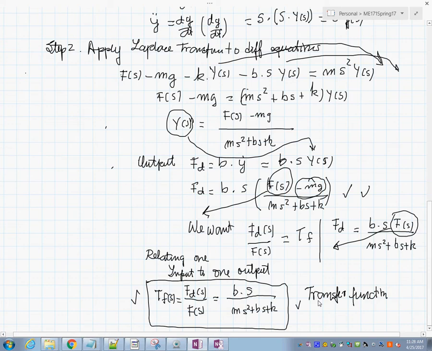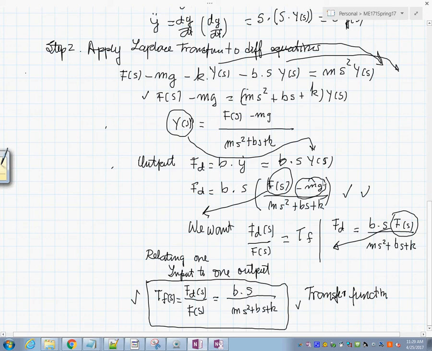But how do we actually enter this into MATLAB? And how do we actually do something with it? I think that is the important question right now. We have established the relationship between one output, which in this case is the force on the spring, and one input, which is F of s.